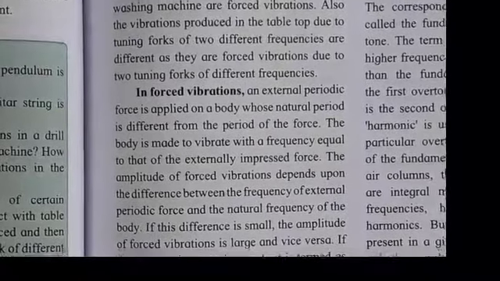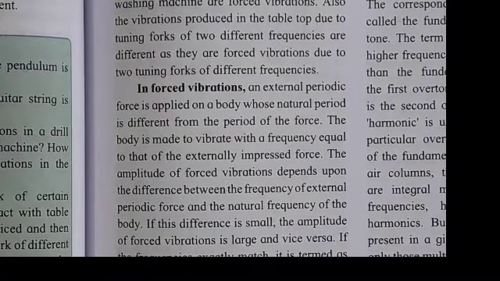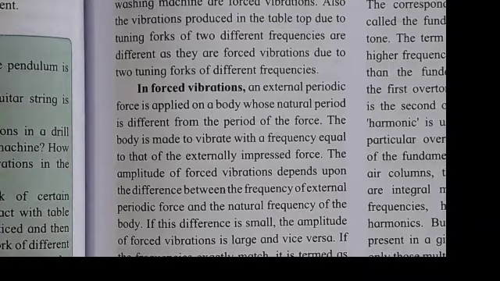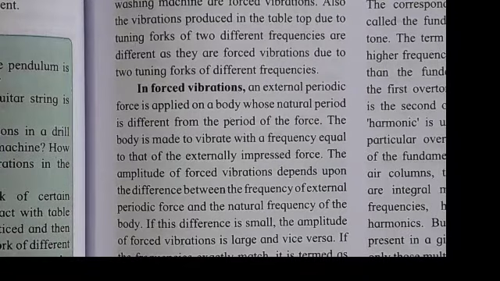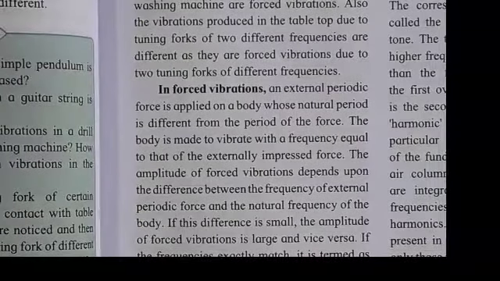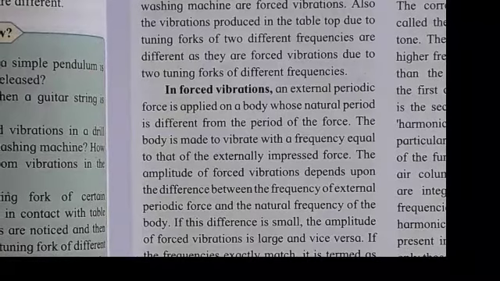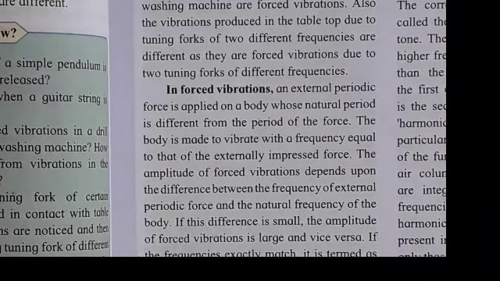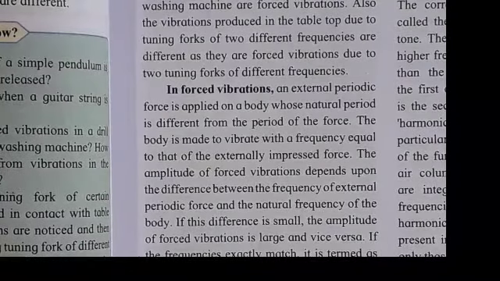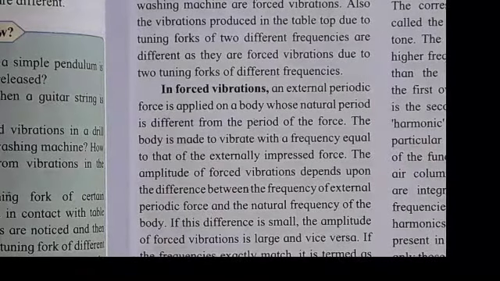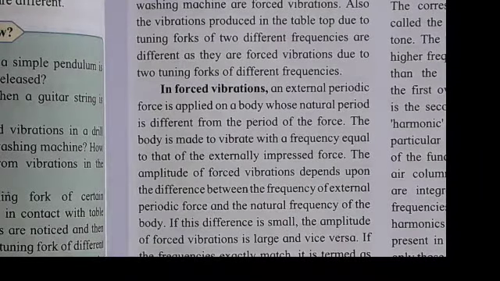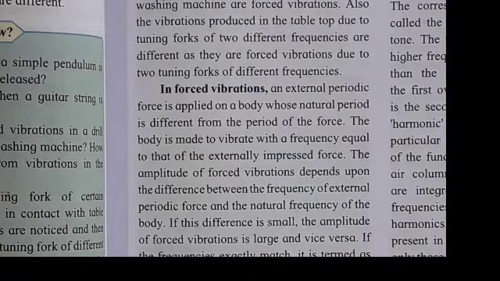In forced vibration, an external periodic force is applied on the body, whose natural period is different from the period of the force. The body is made to vibrate with a frequency equal to that of the external impressed force. The amplitude of forced vibration depends on the difference between the frequencies of the external periodic force and the natural frequency. If this difference is very small, the amplitude of forced vibration is large, and vice versa. So this is nothing but forced vibration. Okay, you have to understand.